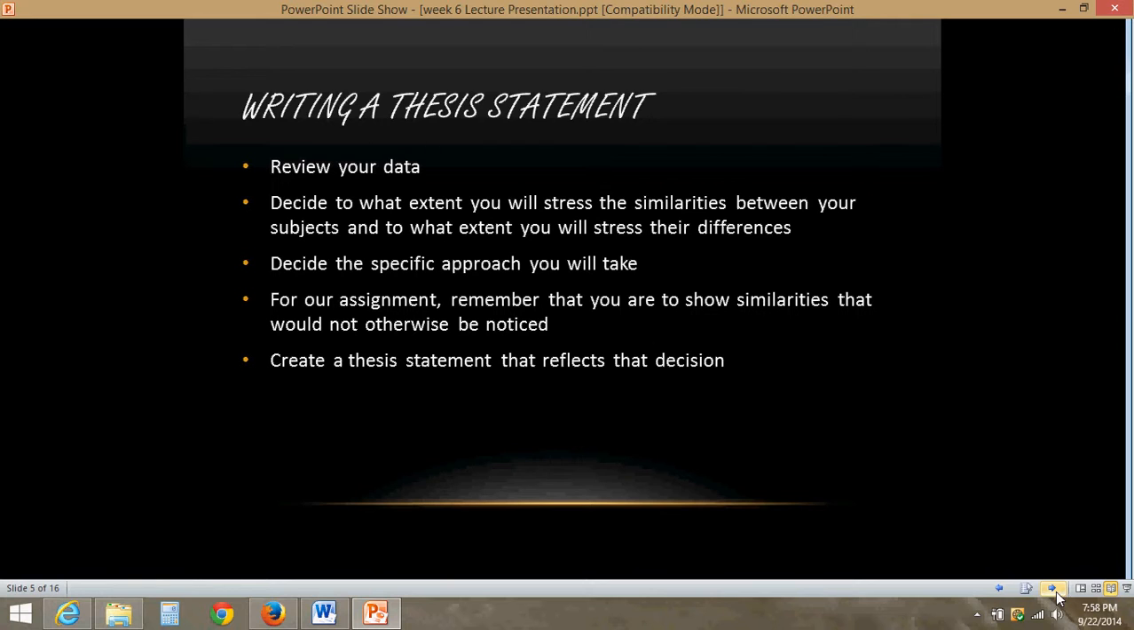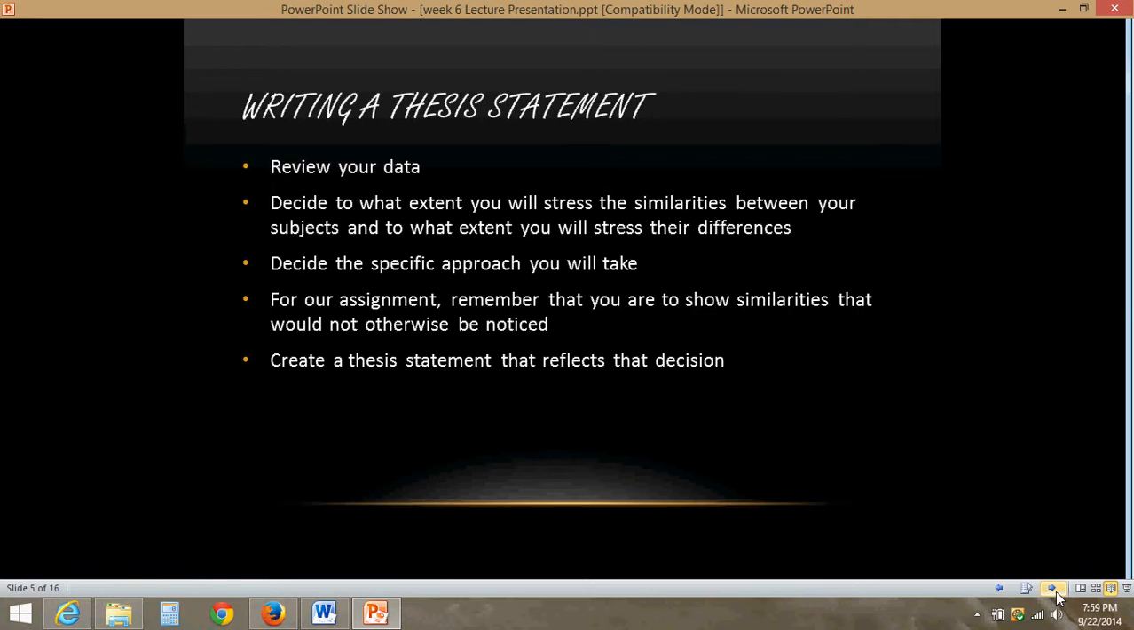So when you're preparing to write your thesis statement, first of all, you want to review your data. Review any research that you've already done. Review the main points that you want to make. Review those charts and graphs that you've already done to try to help you generate ideas. And to decide to what extent you will stress similarities between your subjects and to what extent you're going to stress their differences. Is it going to be an equal showing of similarities and differences, or are you trying to make a point one way or another? So should there be a lean toward similarities or a lean toward differences?